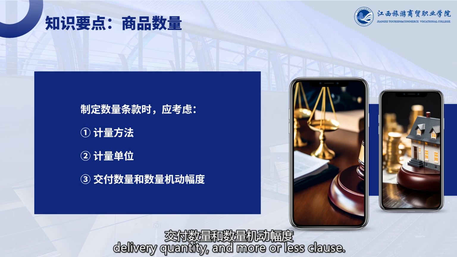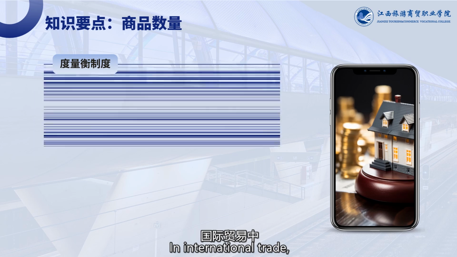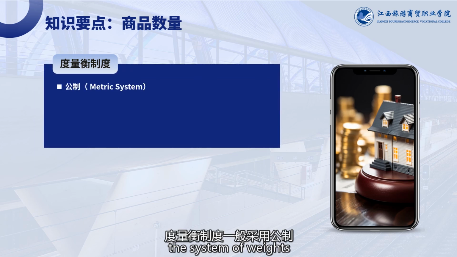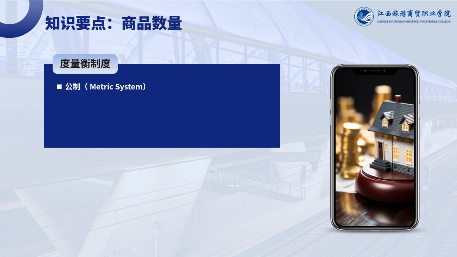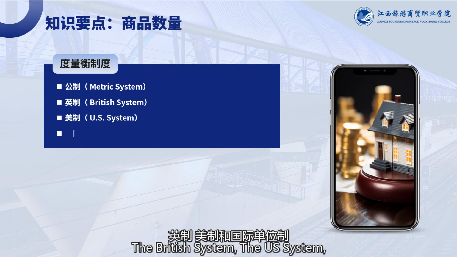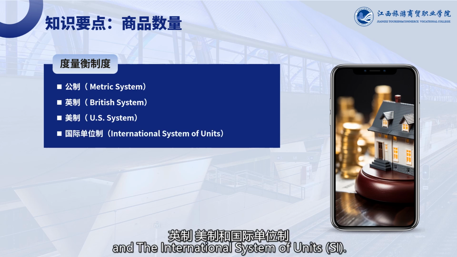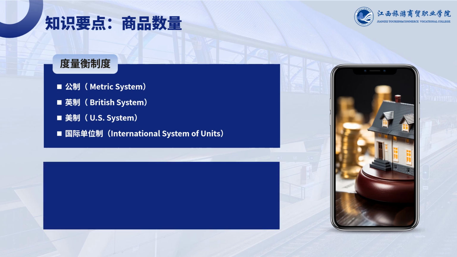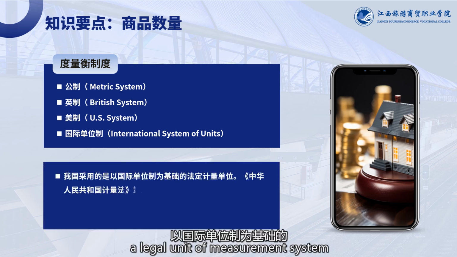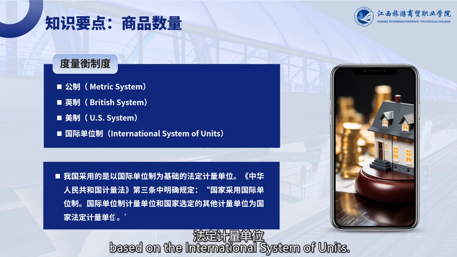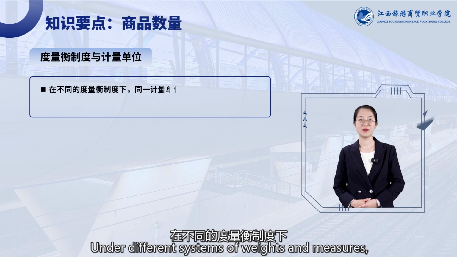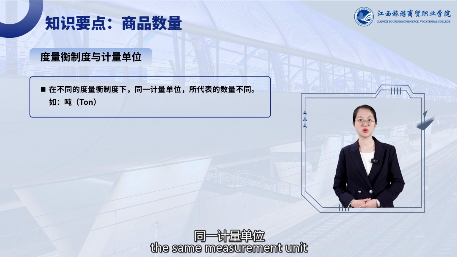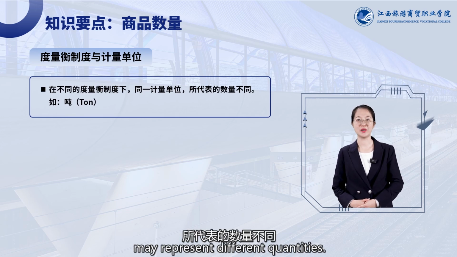In international trade, the system of weights and measures generally adopts the metric system, the British system, the US system, and the international system of units. China adopts a legal unit of measurement system based on the international system of units. Under different systems of weights and measures, the same measurement unit may represent different quantities.